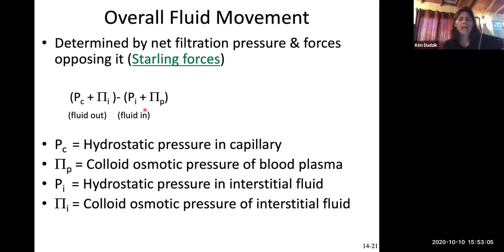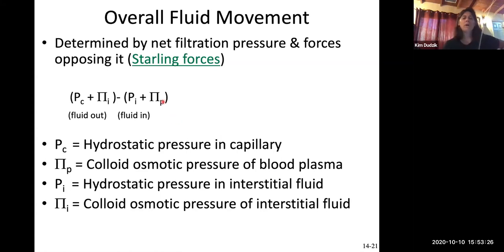And then the colloid osmotic pressure of the blood plasma, those proteins created by the liver, albumin and things, albumin's the major one, stays in the capillaries. So it's going to make the inside more hypertonic than the outside. So fluid's going to want to move in.